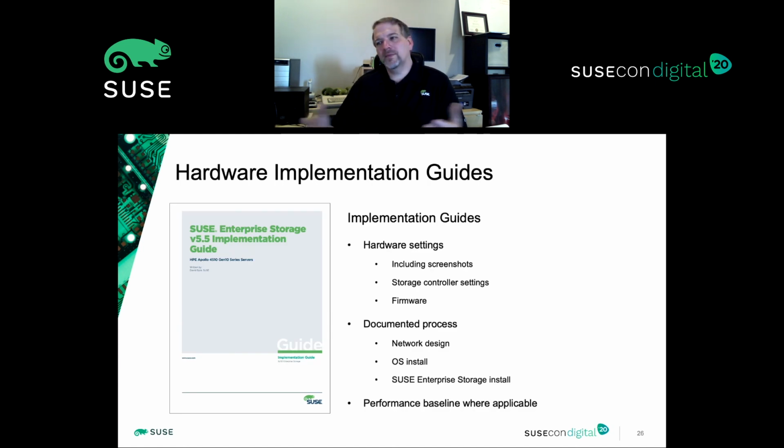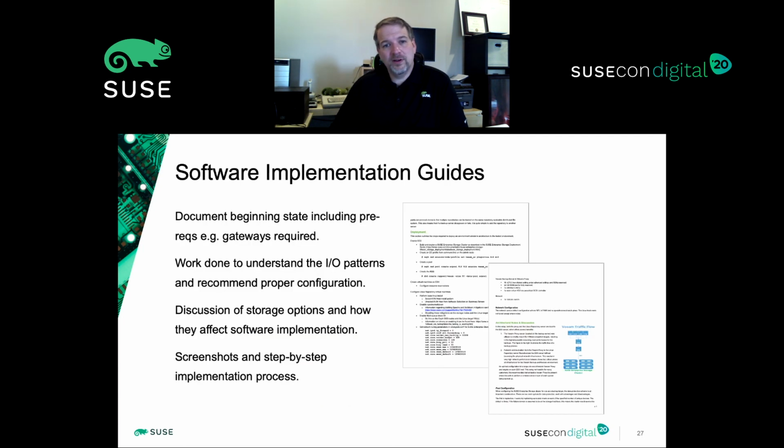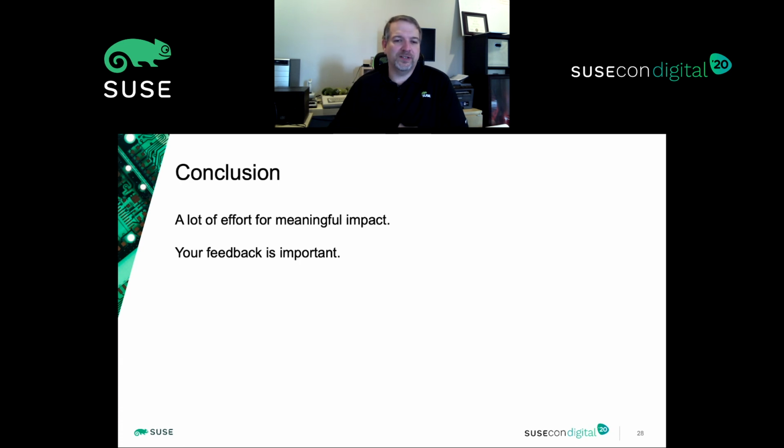So real quick, on the SUSE site, we do have hardware implementation guides. If you go to the product page for SUSE Enterprise Storage, on the right-hand side, there is a link that will take you to the reference architectures, and that's where you will find these. We have them there for the hardware, and we also have them there for the software. All right, so it should make it very, very easy.